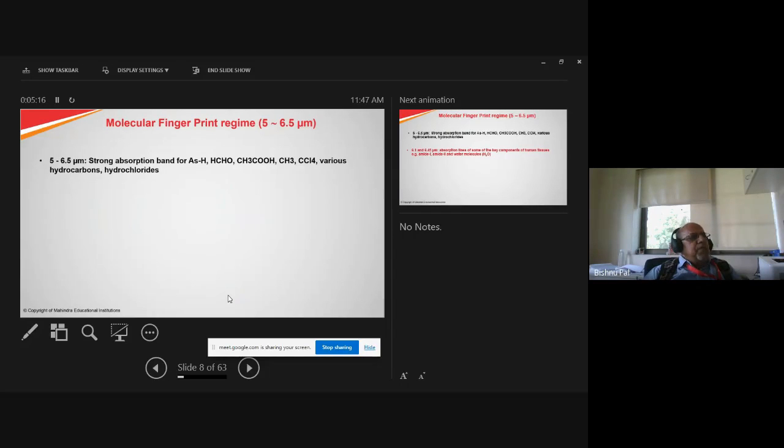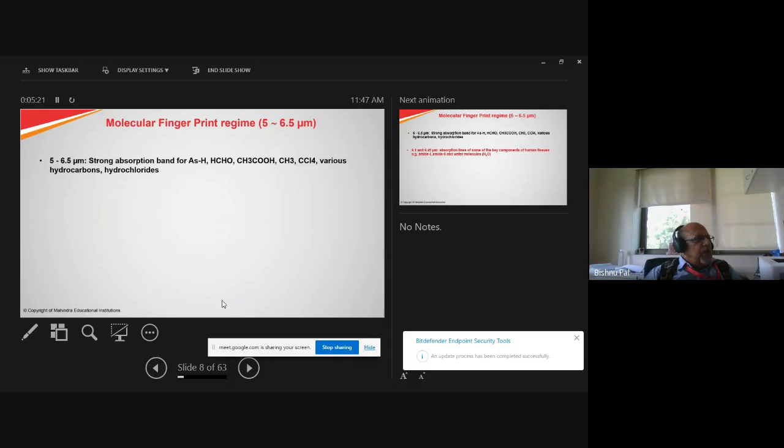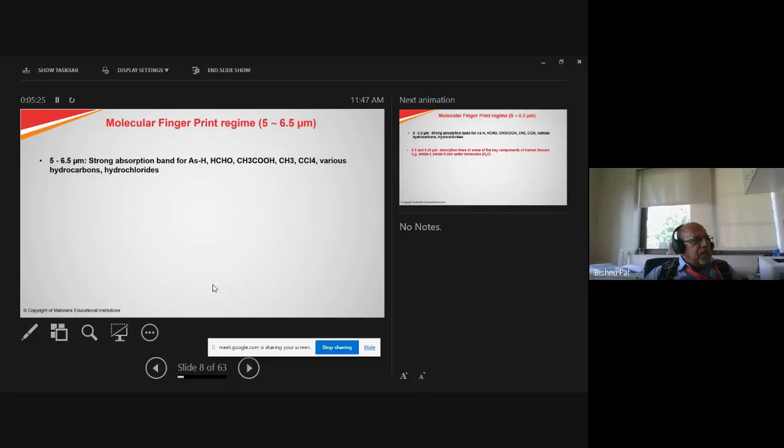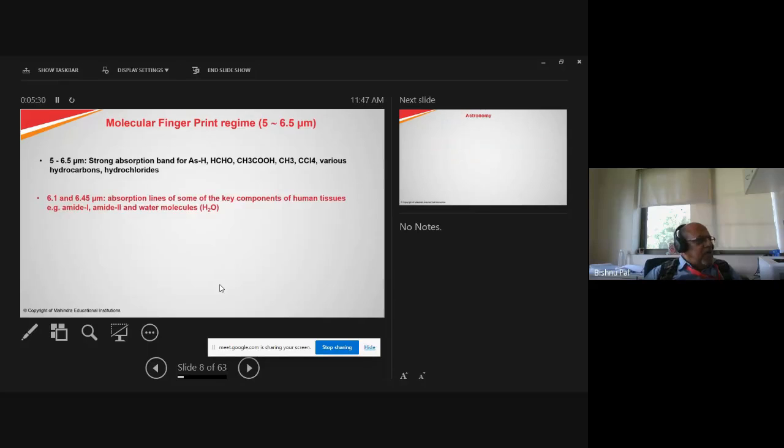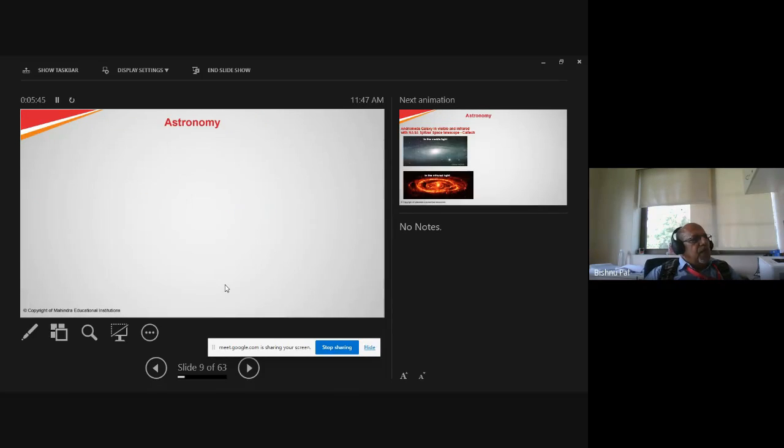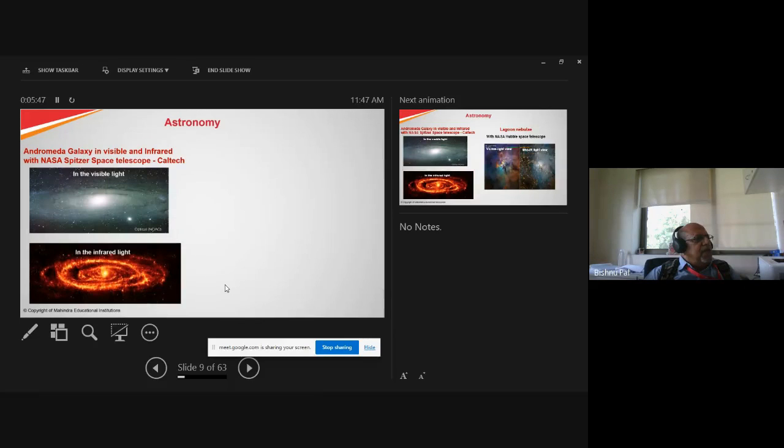Also, 5 to 6.5 micrometer, again in the infrared, is considered a molecular fingerprint regime. It is strong in this band. You get strong absorption for molecules like hydrocarbons, hydrochlorides, etc. And in particular, 6.1 and 6.45 micrometer constitute the wavelengths for strong absorption lines of some of the key components of human tissues, like amides 1, 2, and water molecules.